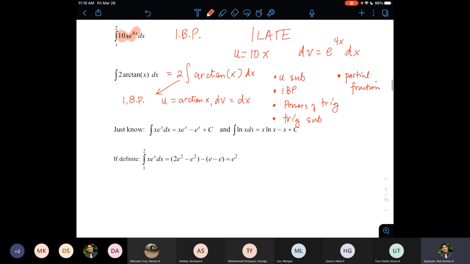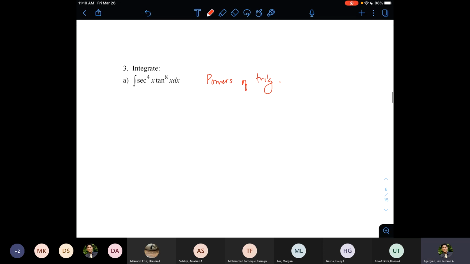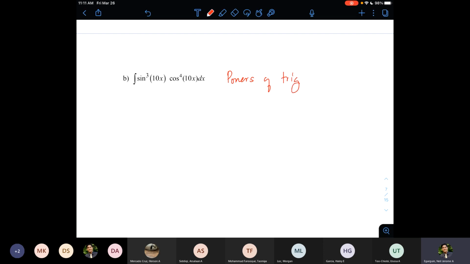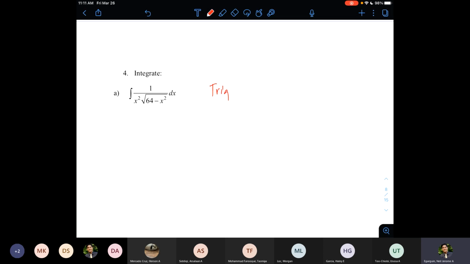All right, so okay. This one, problem 3, obviously it's a power of a trig function. Problem 4, still powers of trig. I guess this is the easiest to spot. Because once you see a product of powers of sines and cosines, secants and tangents, and what's the other one? Cosecant and cotangents, then you use powers of trig. This one is trig sub.